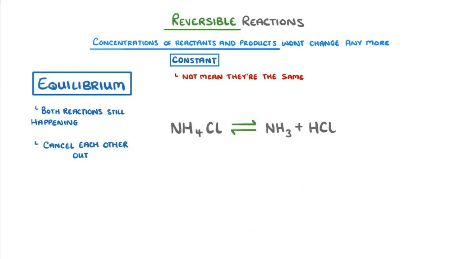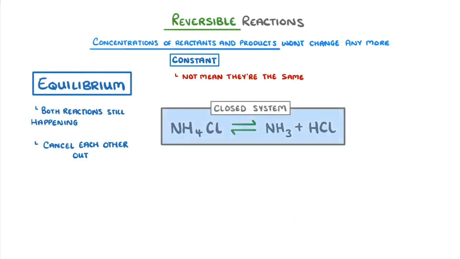Regardless of this position though, equilibrium can only be reached if the reversible reaction is done in a closed system, which means some kind of sealed environment from which none of the reactants or products can escape. Because if the products kept escaping, it would never reach equilibrium.